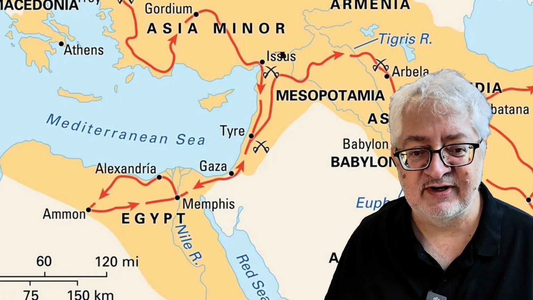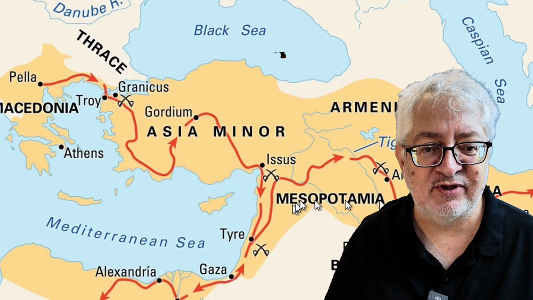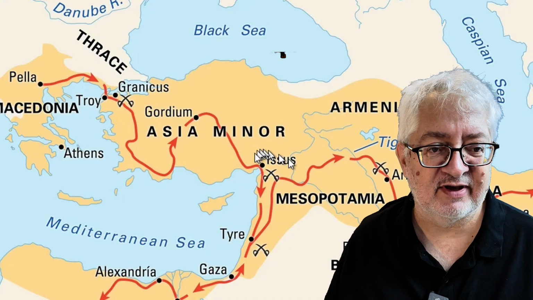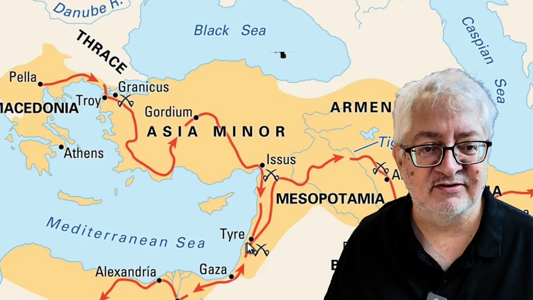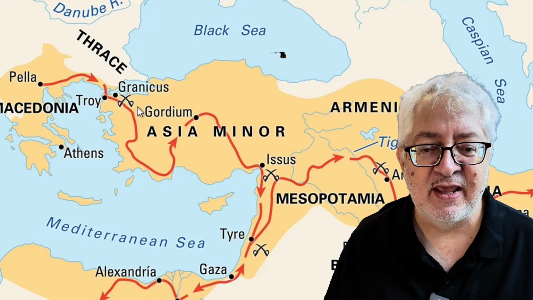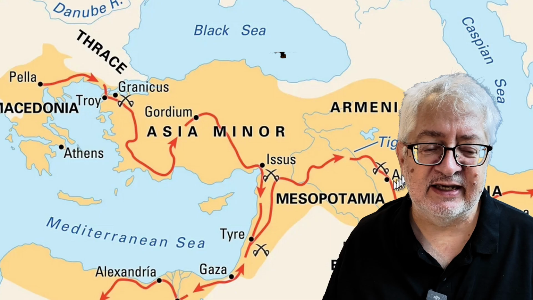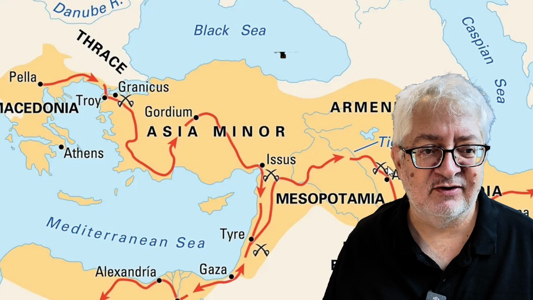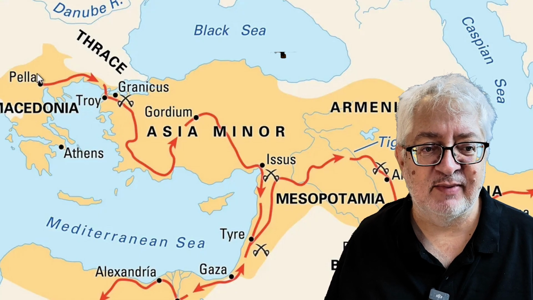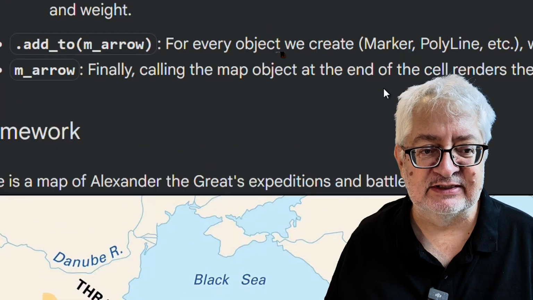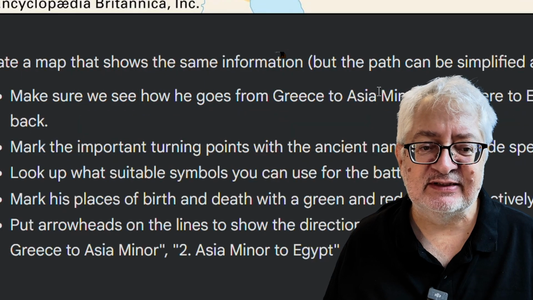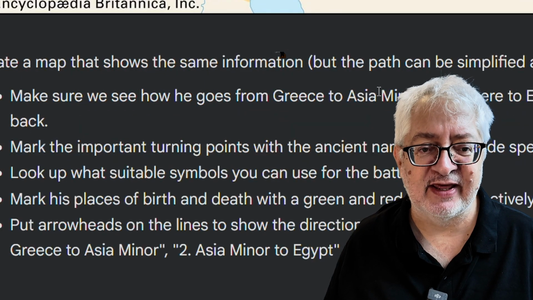Print the arrows of Alexander's travels going here and there, and print the main battles on the way, Issus and whatever else is here, Granicus, so the places where Alexander the Great fought his battles, Arbela here. And put those as markers, and then also mark the birth and death places of Alexander in your map with arrows. So here are the instructions again. I put them here on the screen for a moment so you can see them. And this is a nice exercise for that.